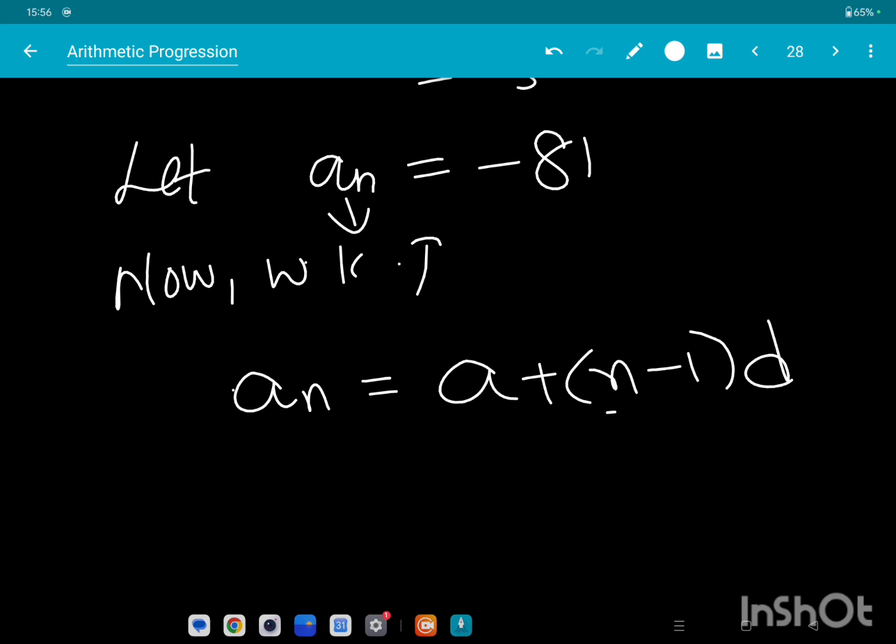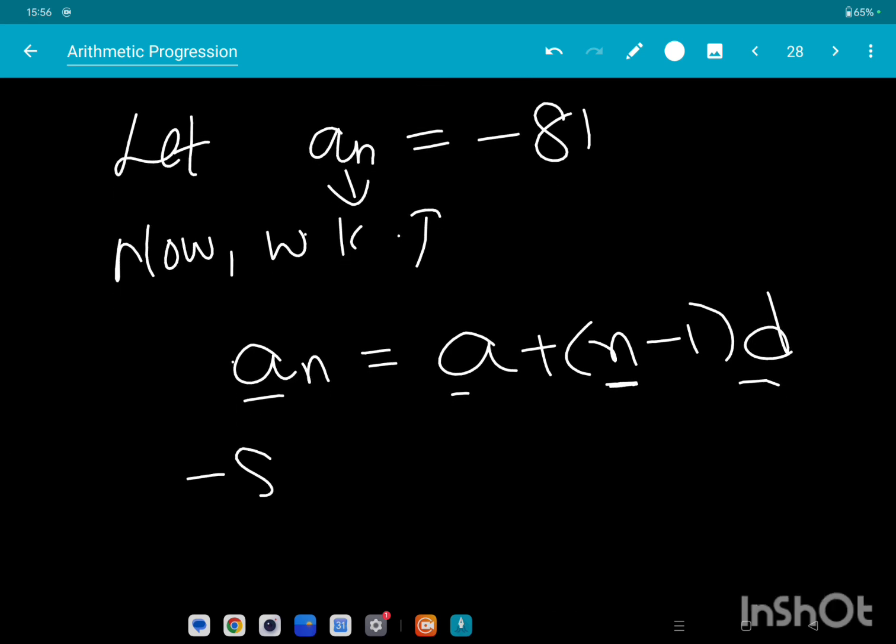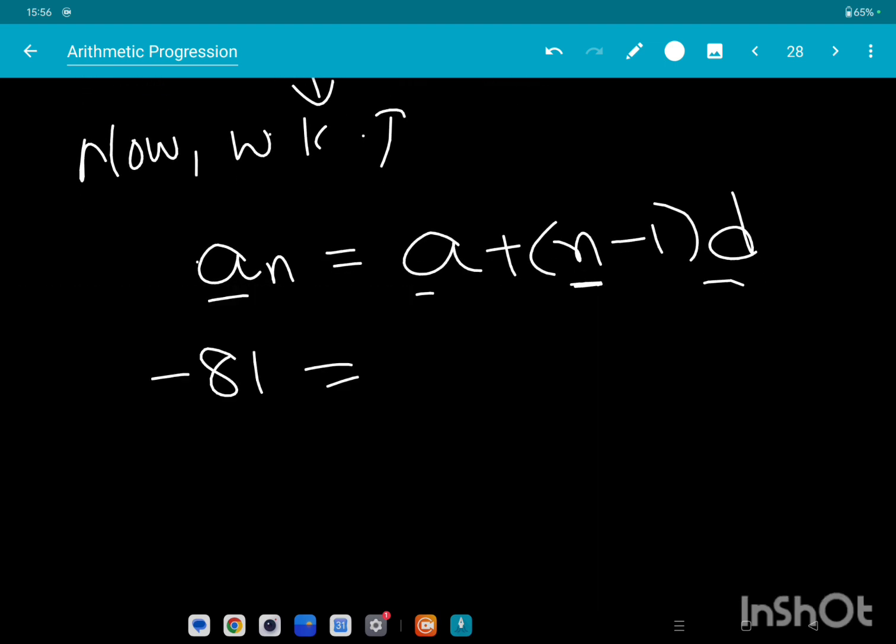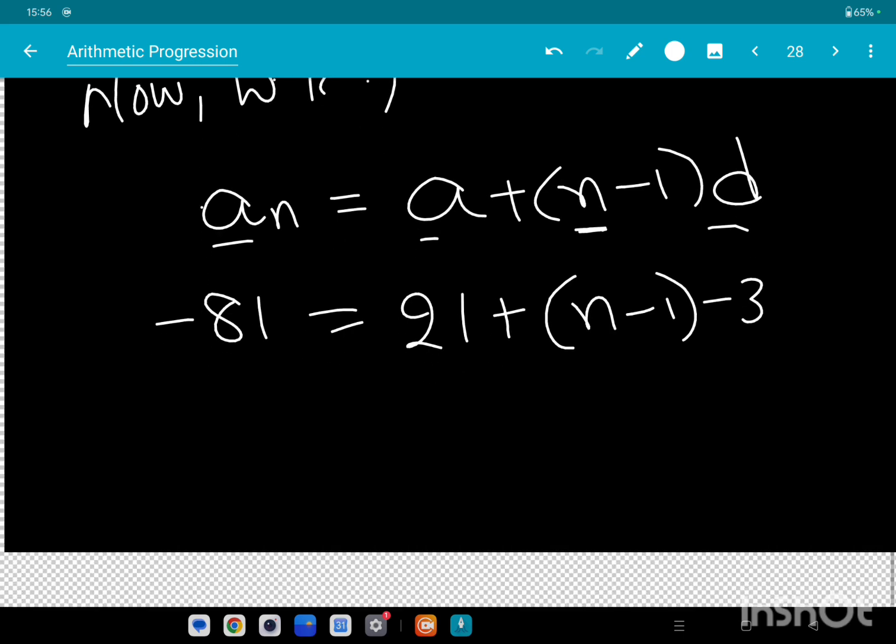Now we need to find the n value, and all the remaining values are there, right? What is the an value here? It is minus 81 is equal to, what is the a value? The a value is 21 plus, we need to find the n value only, right? They are asking which term it is, so we need to find the n value here. (n minus 1) into what is the d value? It is minus 3. Now solve this question.